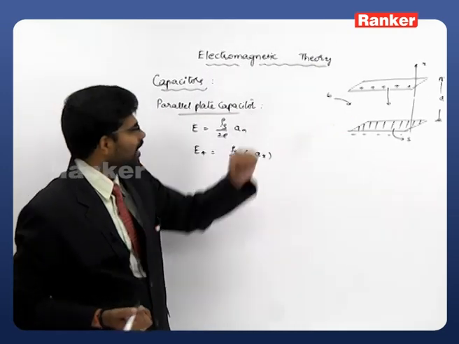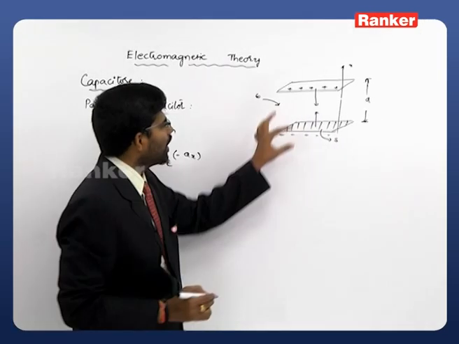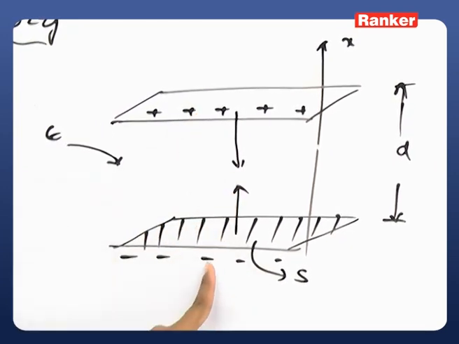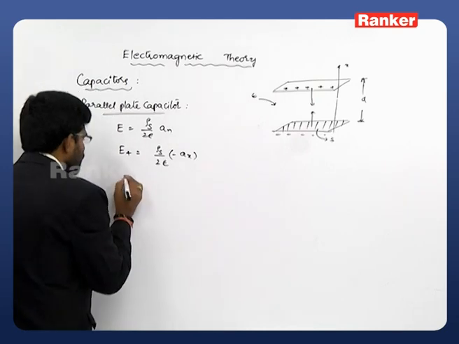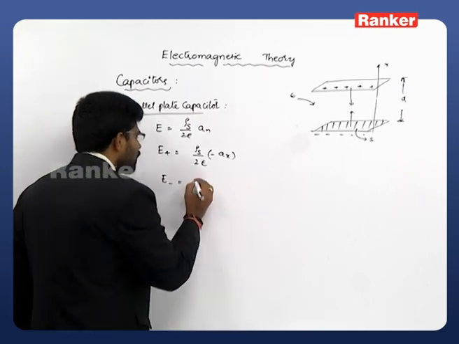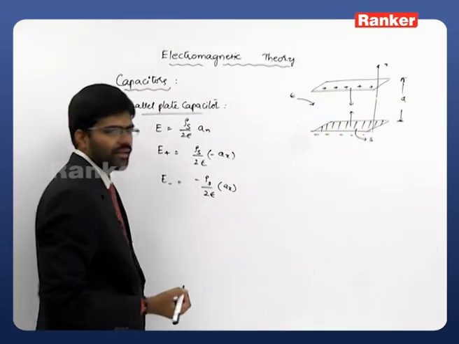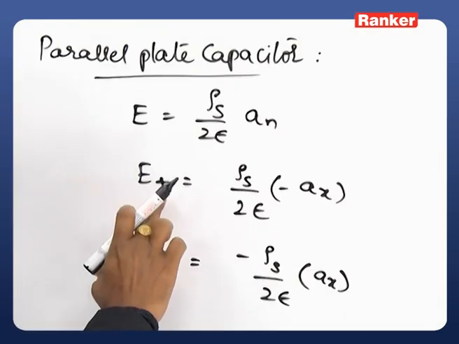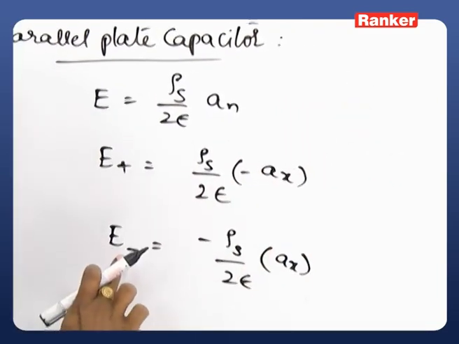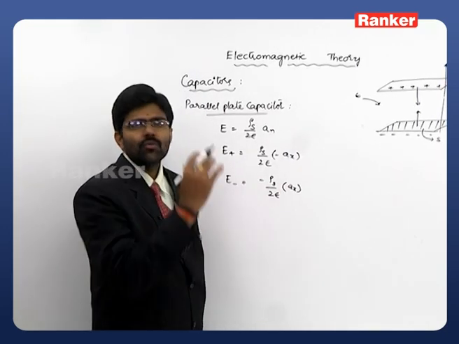In the same way, obtain the electric field intensity because of the negative sheet. The electric field intensity because of the negative sheet in the required region will be in the positive x direction, but it is a negative charge. That's why we can write E minus, the electric field intensity because of the negative charge, as equal to minus rho s by 2 epsilon ax. Now the electric field intensity because of the positive charge is rho s by 2 epsilon in the direction of negative x, and because of the negative charge it is minus rho s by 2 epsilon in the direction of positive x.